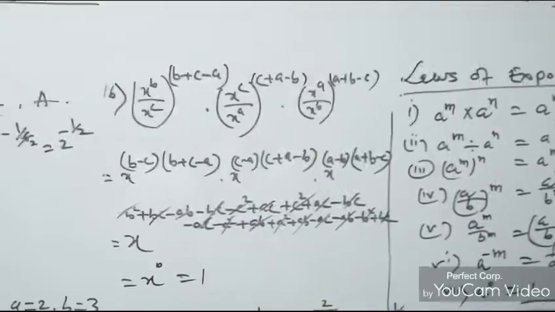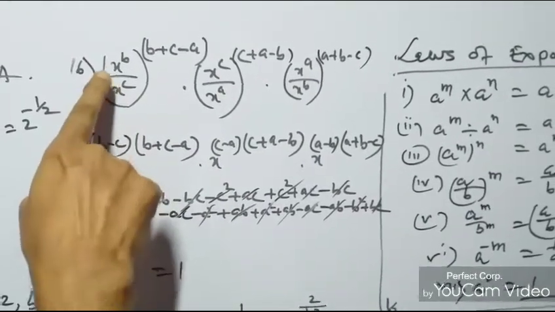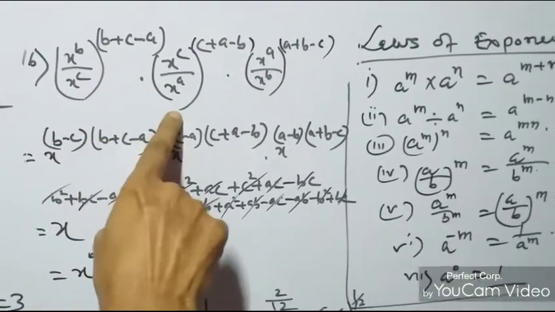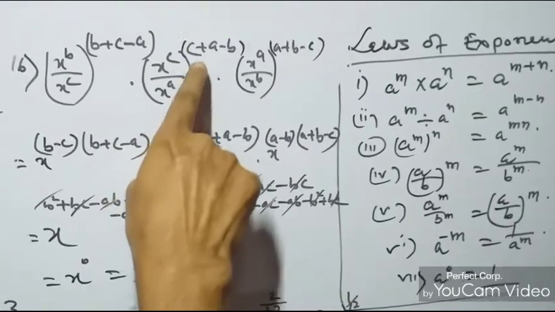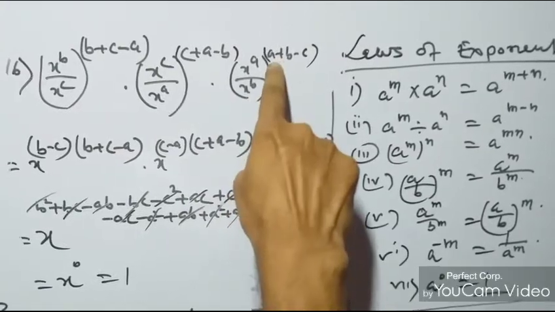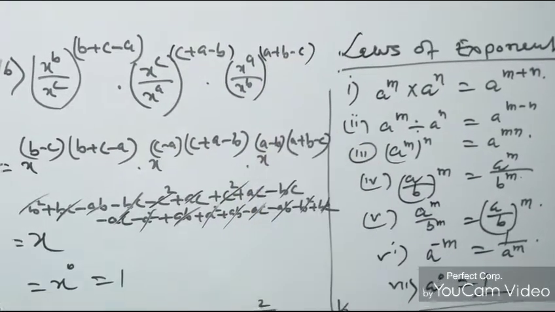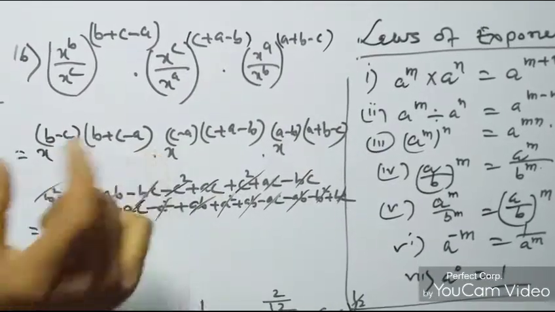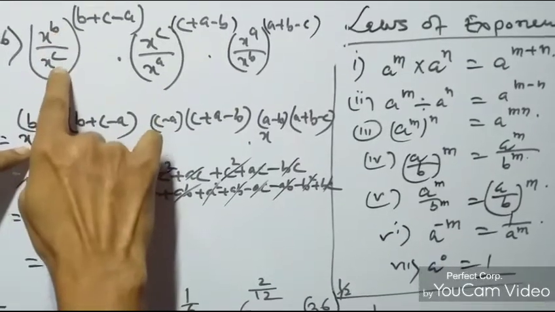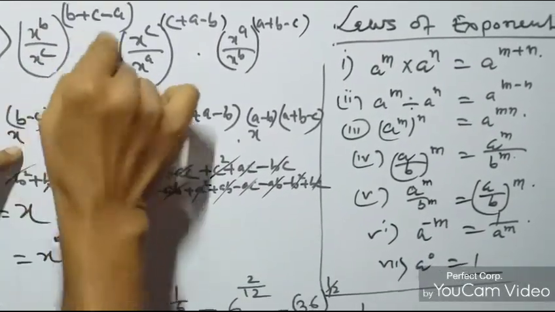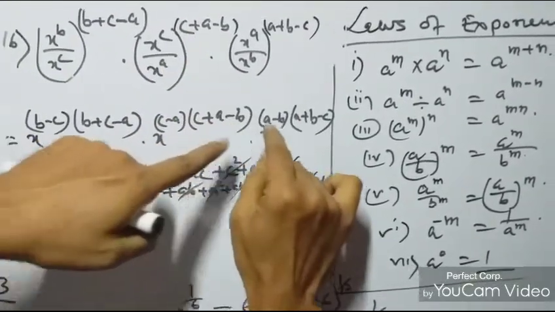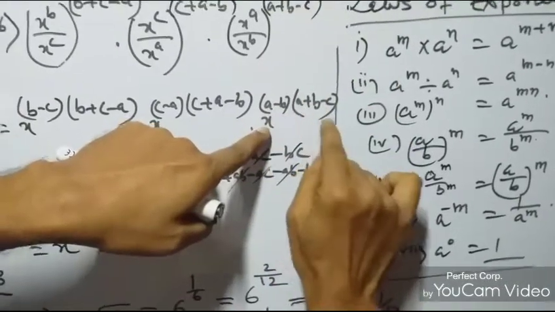Then 5x equal. Next is number 16. We need to find out, so number 16 is (x to the power b by x to the power c) to the power b plus c minus a, (x to the power c by x to the power a) to the power c plus a minus b, (x to the power a by x to the power b) to the power a plus b minus c. We need to just do the calculation over here. See, this is x to the power b by x to the power c, we can write it down x to the power b minus c into this. In this way, same, c minus a into c plus a minus b, x to the power a minus b into a plus b minus c.